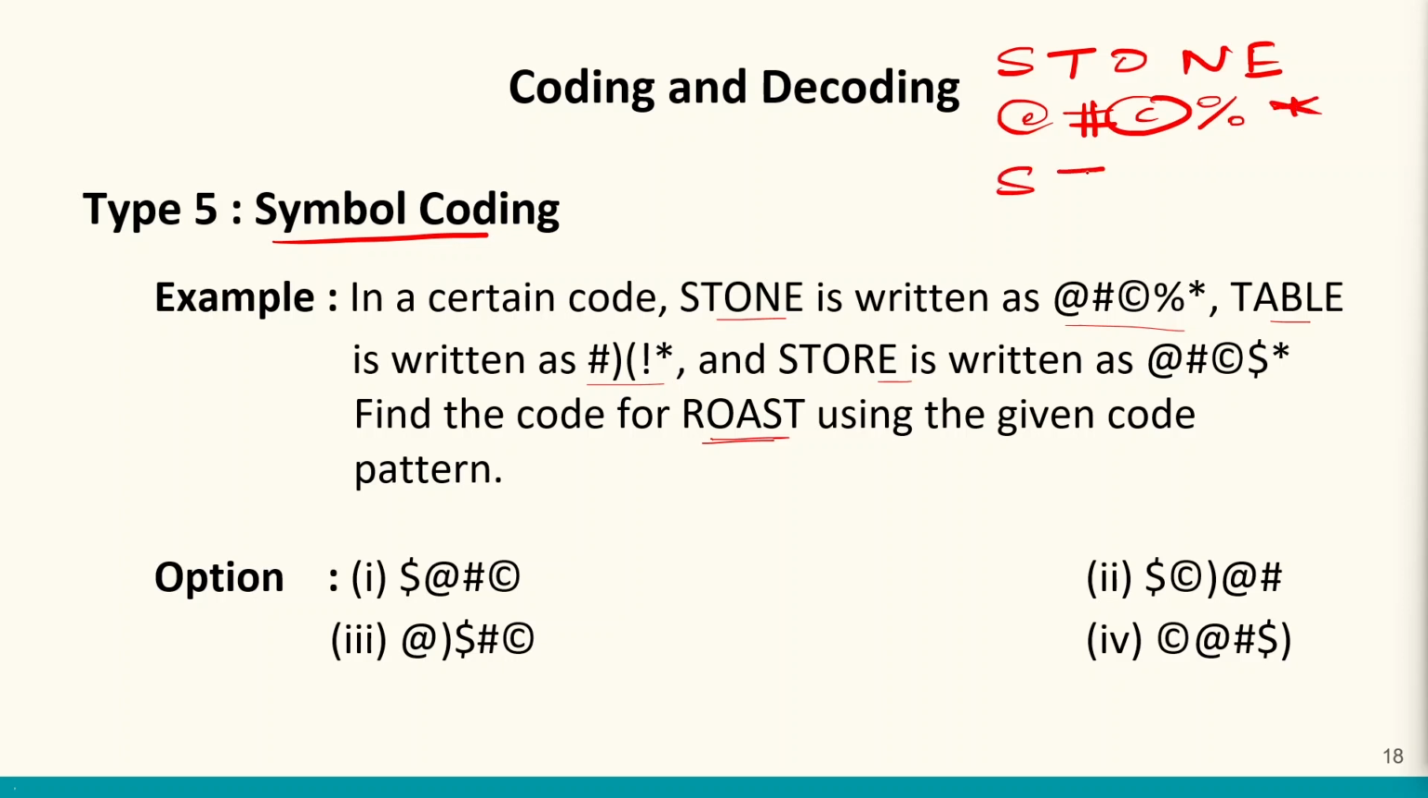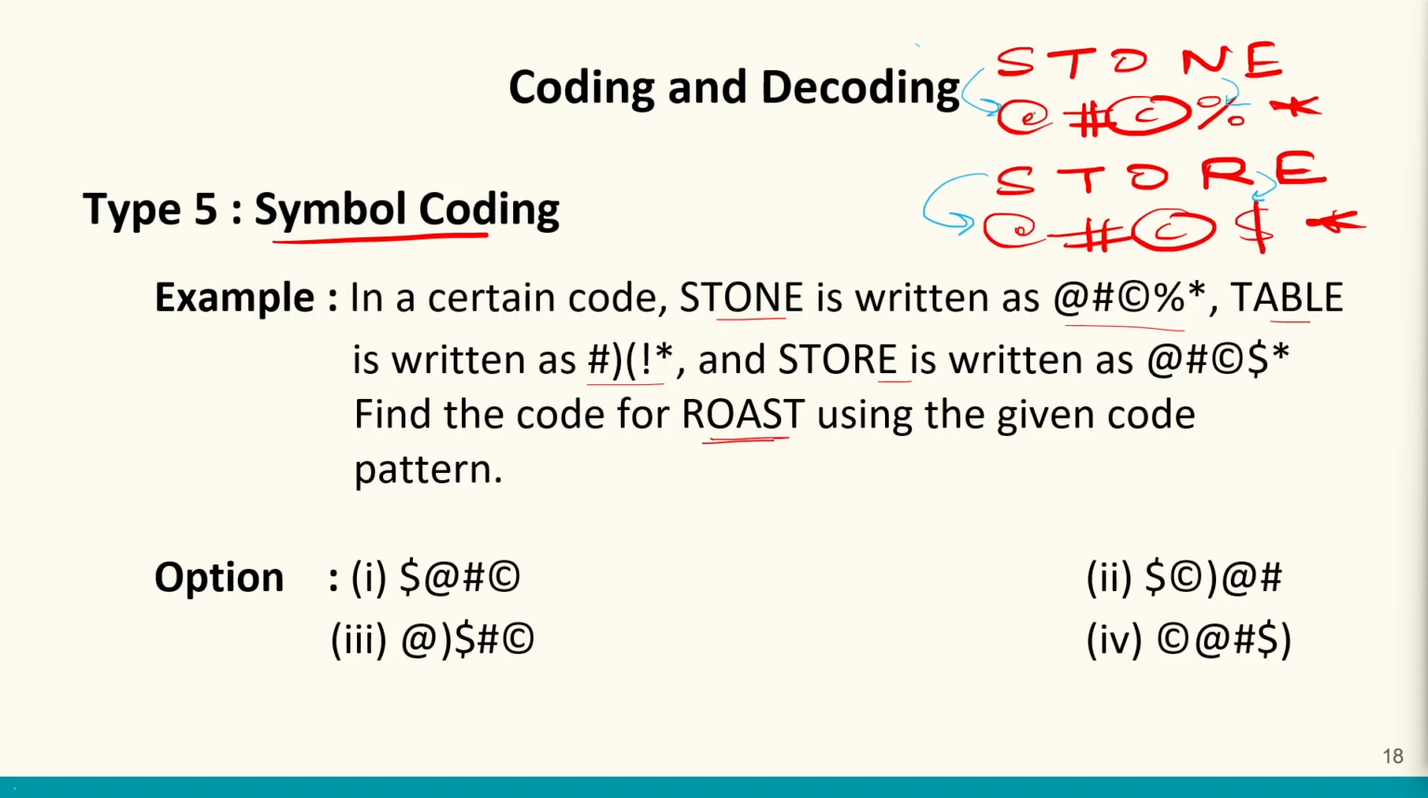Similarly, store is coded as... So here let us understand by understanding the common letters. So I can see here S is coded as @ sign, T is coded as this sign, O is coded as this sign, and E is coded as this sign. So similarly, code for N will be this and code for R will be this.